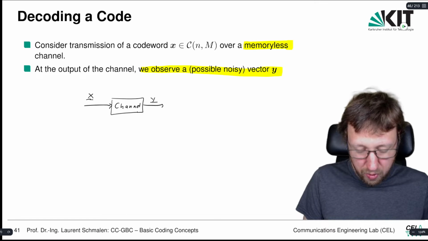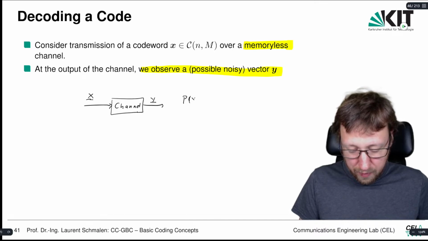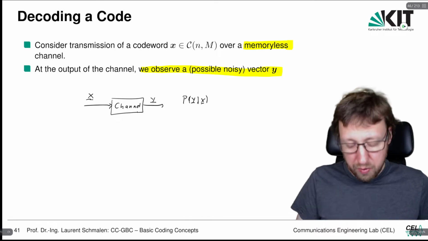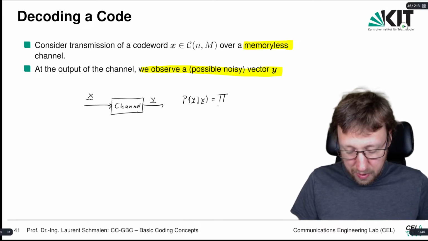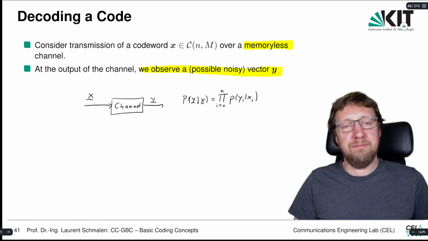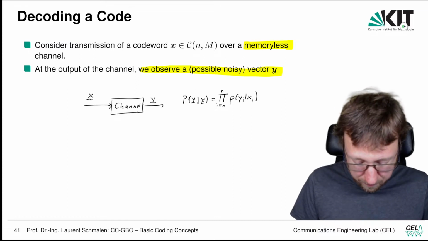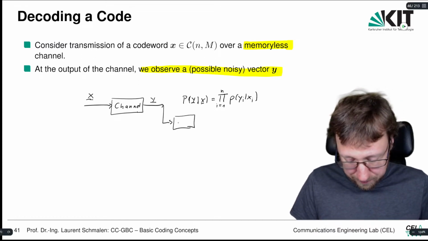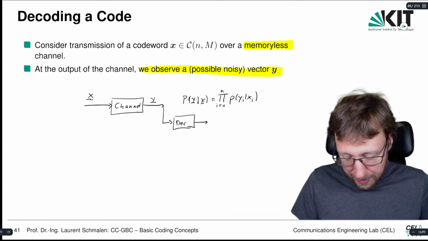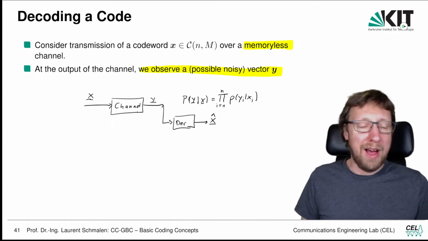And we receive Y. And we have the situation that P of Y given X is given. We know we can actually calculate it as the product from i equals 1 to n of P of Yi given Xi. Okay, and now in the decoder, we would like to estimate an X hat that is as close as possible to X.